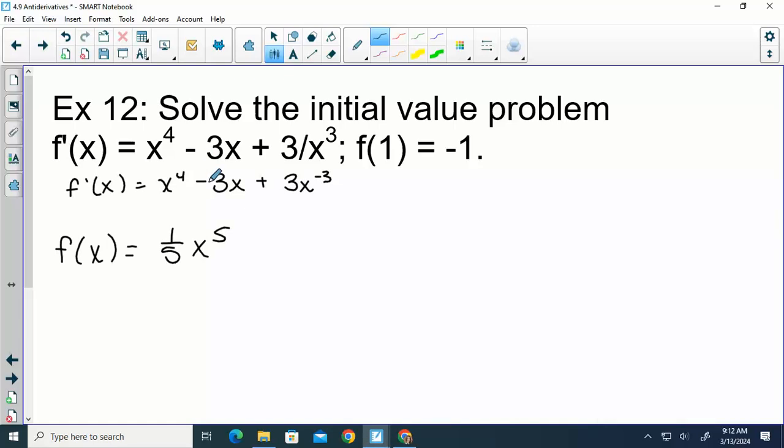All right. Antiderivative of negative 3x would be 3 halves x squared. All right, antiderivative of 3x to the negative 3. So if you add 1 to that power, it becomes x to the negative 2. So you have to multiply by negative 1 half. So it would be negative 3 halves x to the negative 2 plus c.